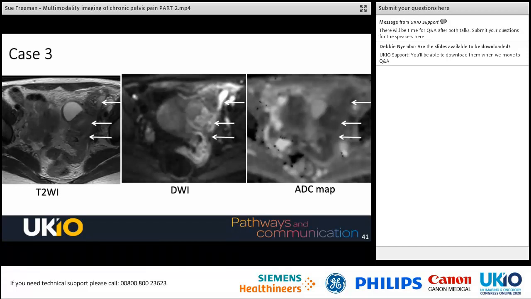You can see it's high signal intensity on DWI and low signal intensity on ADC map. So this appearance would then be commonly mistaken for malignancy, but please don't forget that we also see restricted diffusion in abscesses. And the prior intrauterine device was a clue for this diagnosis, which I'm sure you've all guessed is actinomycosis, absolutely.